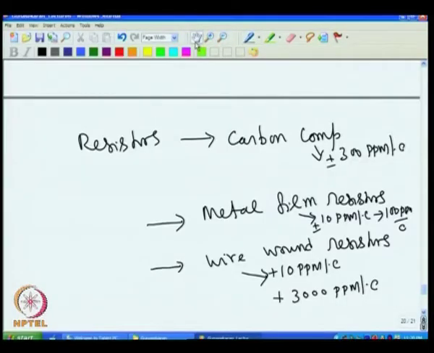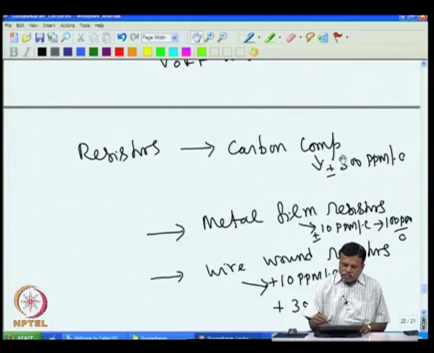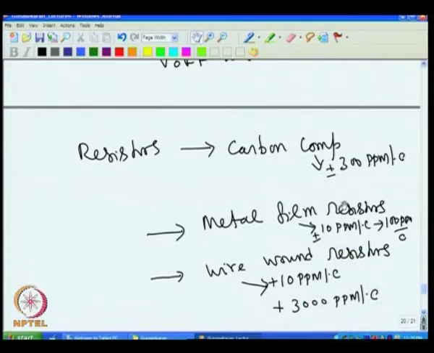Suppose I take one carbon composition resistor, which is 10K with 300 ppm. Now, I assume it is 10K at 25 degree C. After 1 year of use, if I measure the same resistor at the same room temperature of 25 degree C, it is not going to be the same 10K. With age, the resistance value changes, and that change is very high for carbon composition resistors, but very little for metal film resistors, because metal film resistors exhibit very low aging.